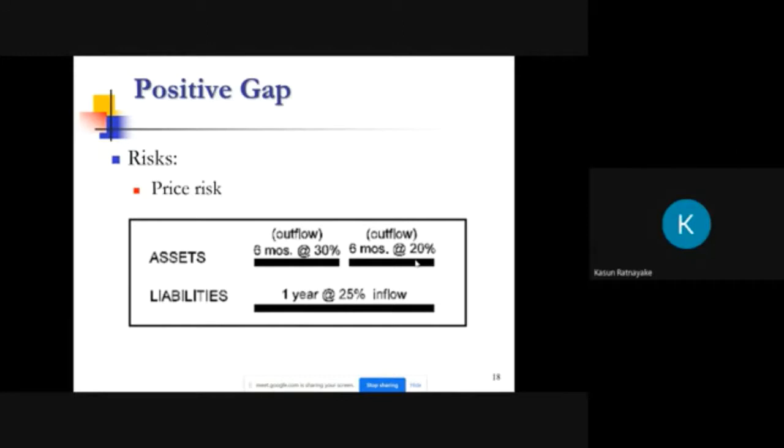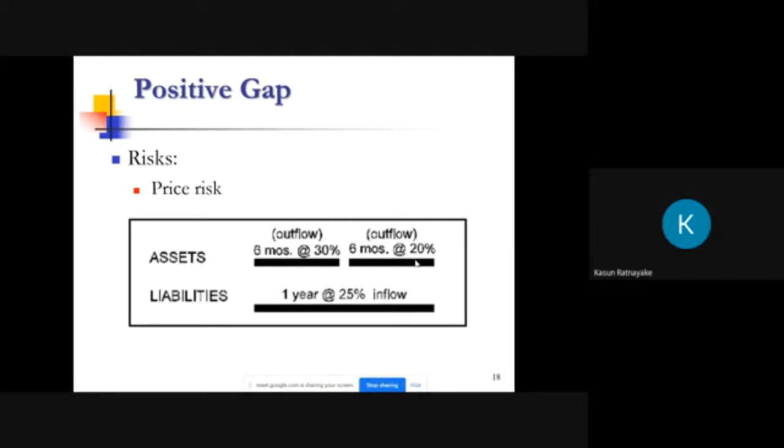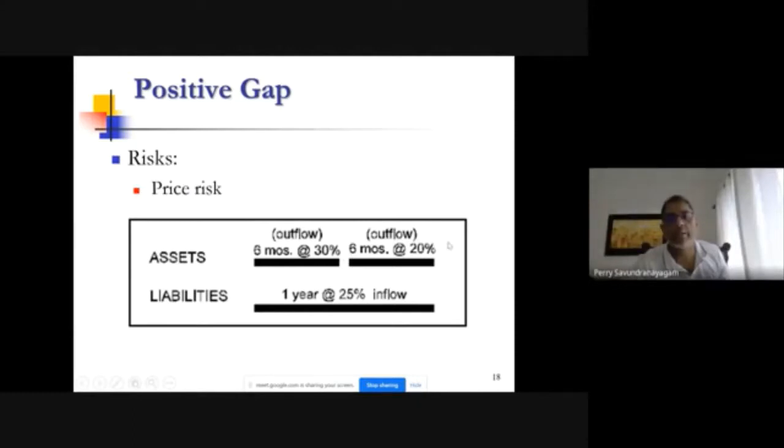Reduction of interest rate on assets. Sorry? Sorry, reduction of interest rate in between that within the 1 year's period, sir. But then that's already covered, you know. After 6 months, say this is fixed. This guy will not, he won't change. This will reduce here, and then you'll have that issue.